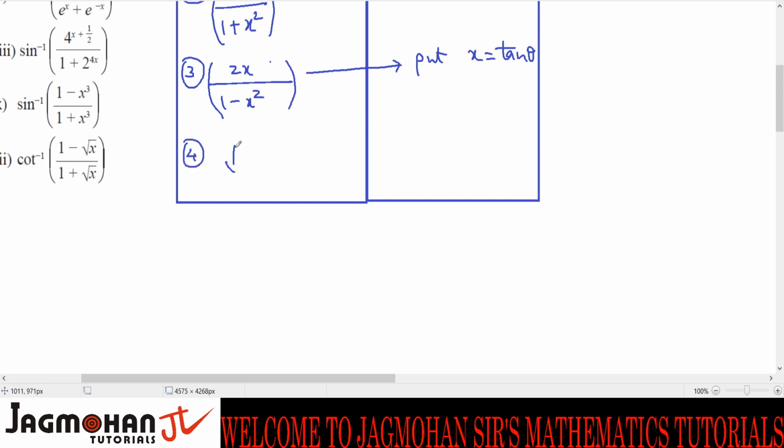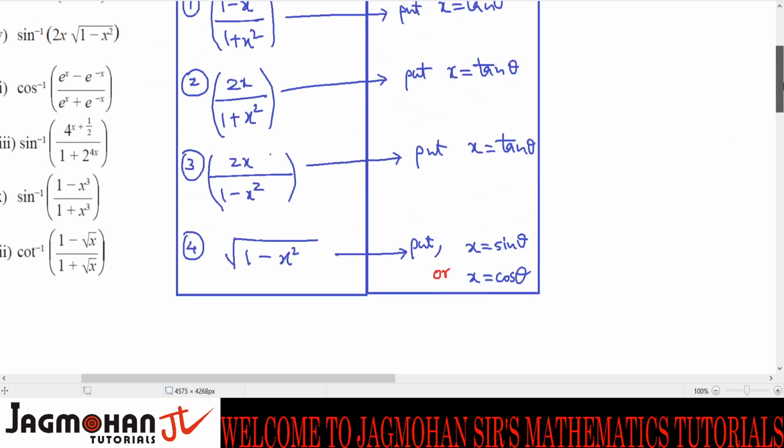The fourth one is if you have square root of 1 minus x square. If you see square root of 1 minus x square, then what should you put? Yes, I will put x equals to sine theta, or I will put x equals to cos theta. Either of these two will do.